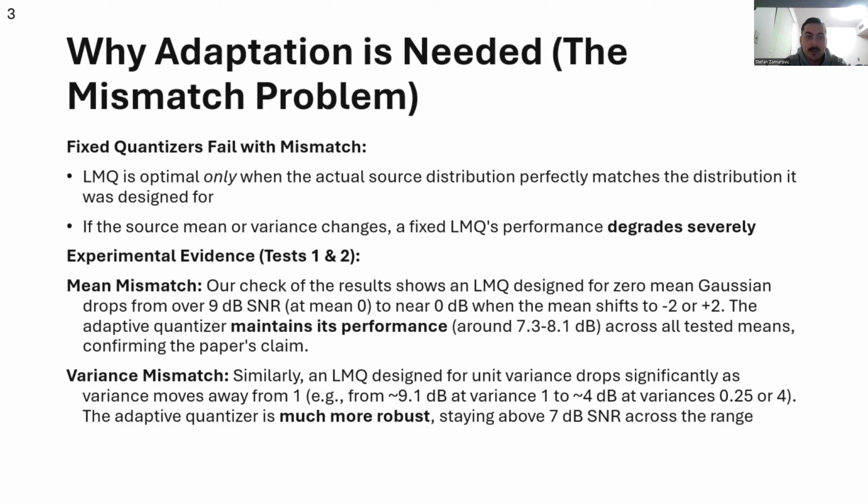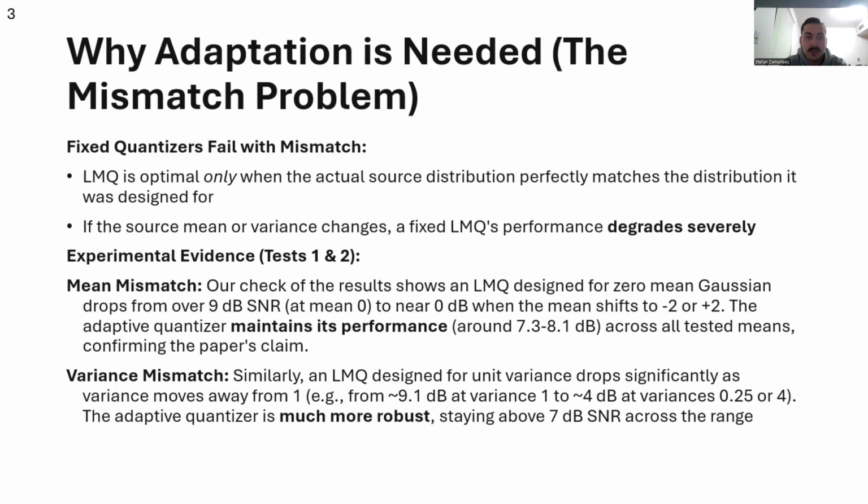Let's look at test 1, mean mismatch, which simulates figure 6.8 in the paper. An LMQ designed for a zero mean Gaussian source performs well at zero mean, but it plummets near 0 dB when the mean shifts from -2 to +2. In contrast, the proposed adaptive quantizer maintains its performance relatively consistently, staying above 7 dB across the tested range of means. This confirms the paper's claim that the adaptive quantizer maintains constant performance against mean shifts.